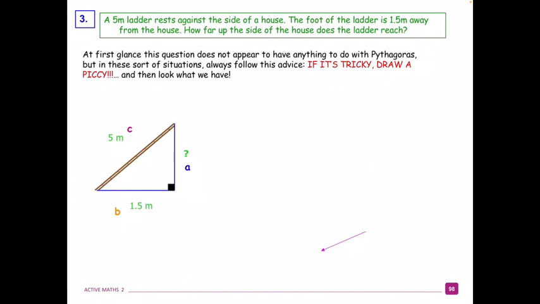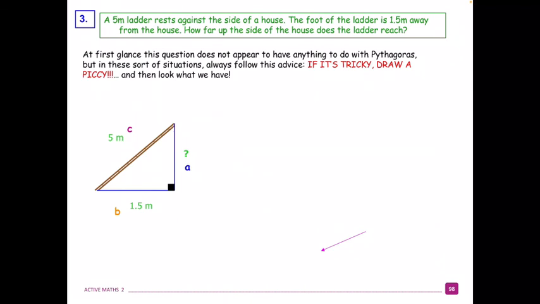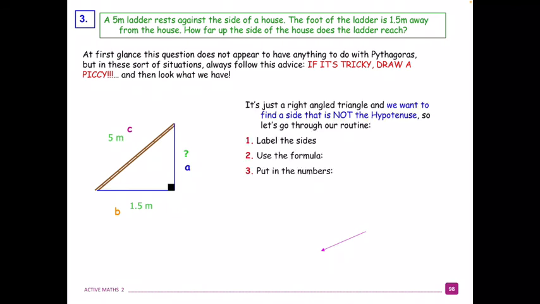Okay, let's see what we have. We have our ladder, which is 5 meters. We don't know the length of the wall, and we know the foot of the ladder is 1.5 meters away. Okay, let's try and solve this question. Let's label our sides. c is the hypotenuse, which is 5 meters. b is 1.5 meters. And a is the unknown side.